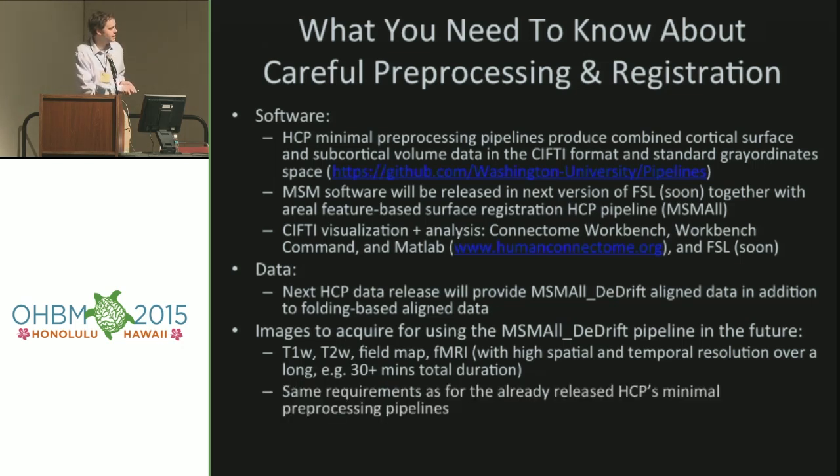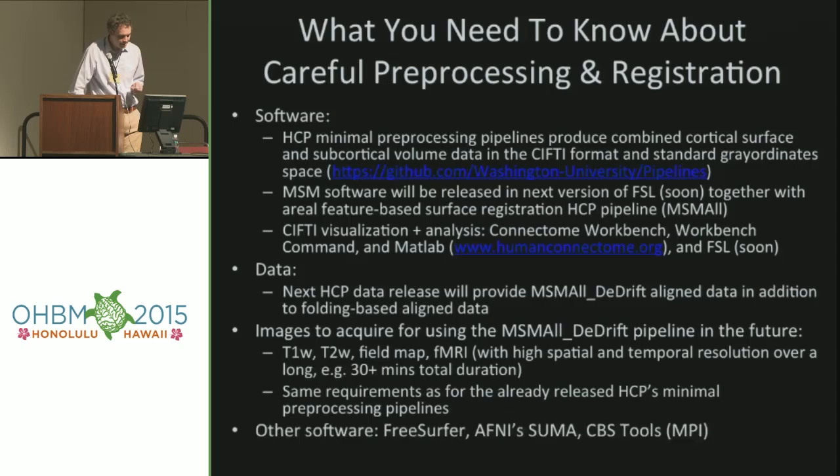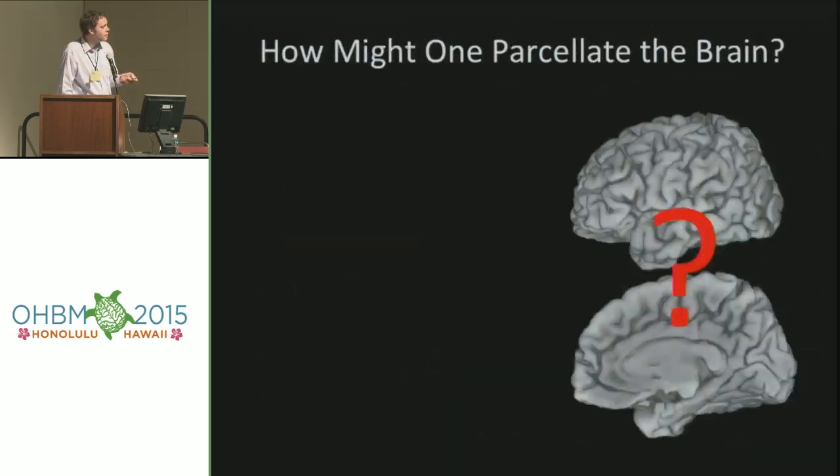And these are actually the same requirements for these pipelines. Basically, the imaging requirements are always going to be the same. It's T1, T2, field map, and fMRI. There are a variety of other software packages that you can use for surface-based analysis. FreeSurfer actually makes our surfaces in the HCP minimal preprocessing pipelines. AFNI SUMA, if you're more familiar with AFNI, or even CBS tools are very good for surface-based analysis.